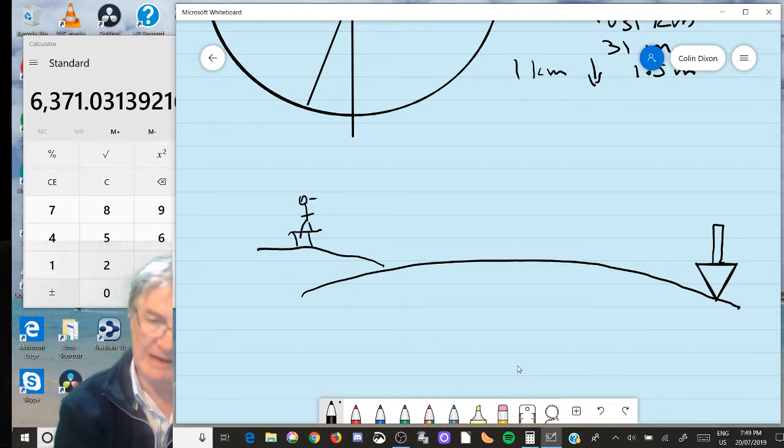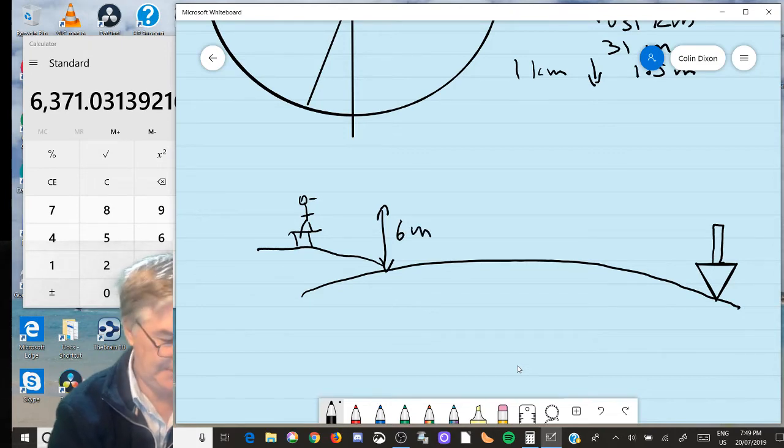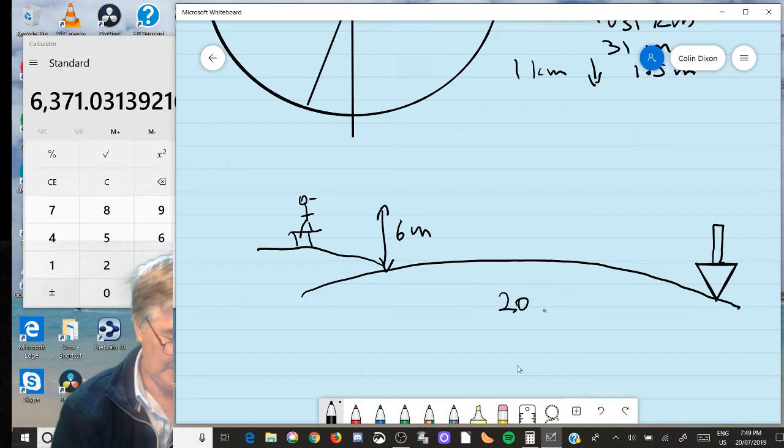So I just estimate my height up here is probably about 6 metres. That's my guess for my height. So the Earth is curved and the ship is down here. So out here at 20 kilometres, the Earth has fallen away about 30 metres. I'm already 6 metres up.